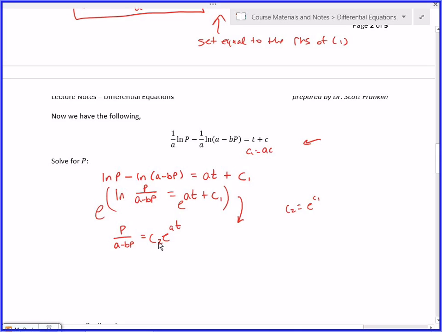Can you do the exponentiation of the right side real quick? So e to the AT plus C1 is e to the AT times e to the C1, right? When you have a to the m times a to the n, you get a to the m plus n. You can just go the other way. Yeah, I'm good. Thanks.